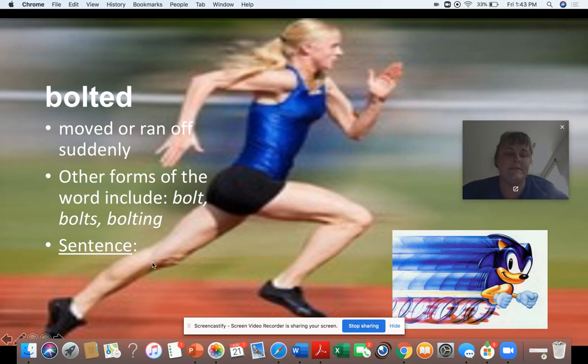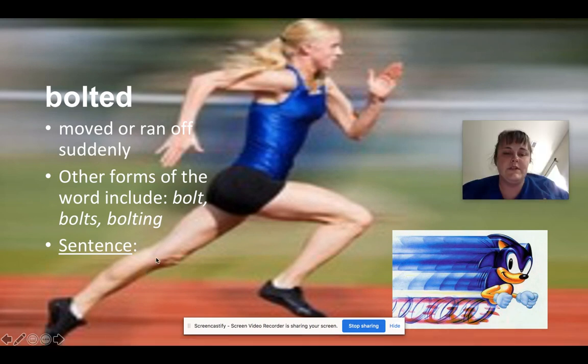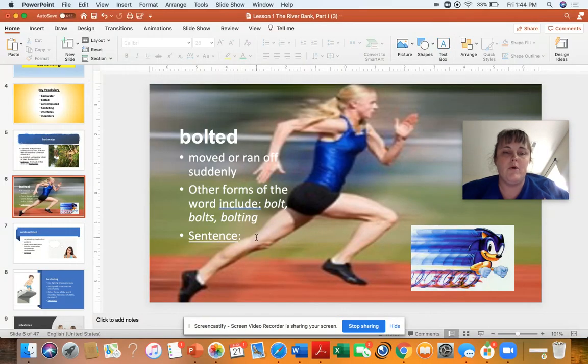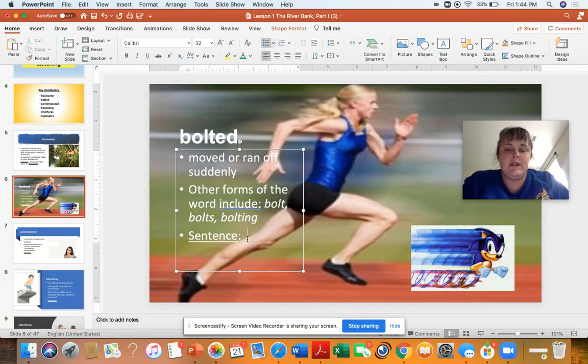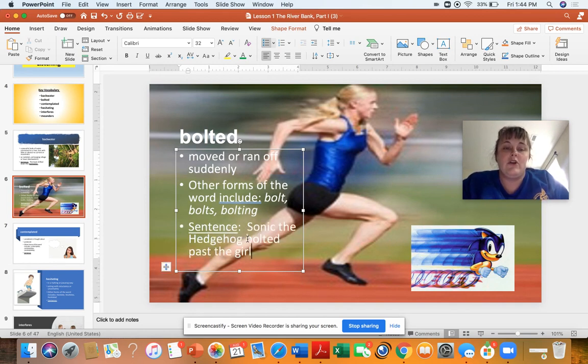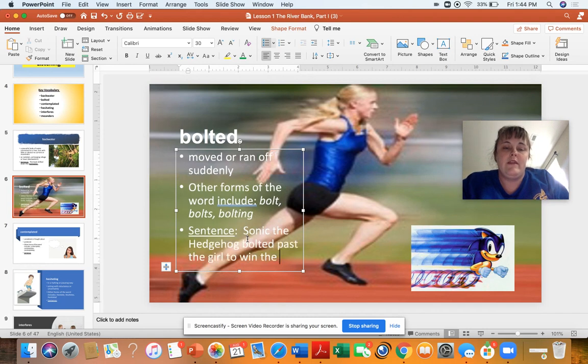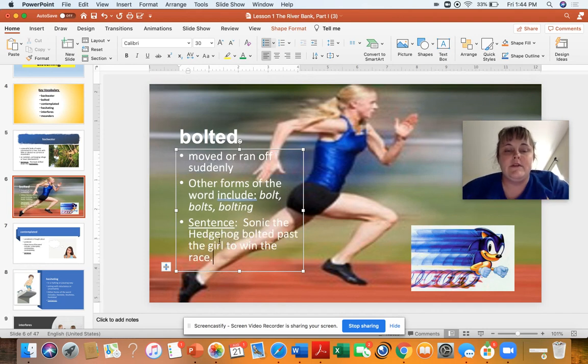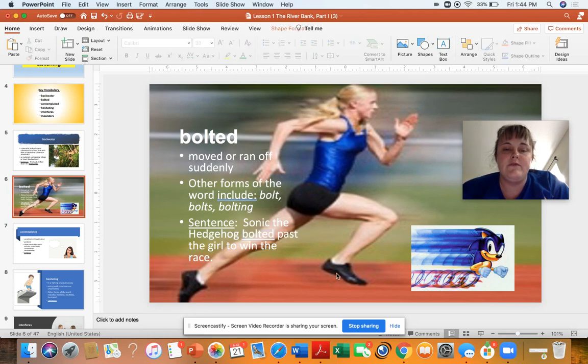I may say, Sonic the Hedgehog bolted past the girl to win the race. I like that. Sonic the Hedgehog bolted past the girl to win the race. So I'm going to take bolted. I'm going to underline it because that was the focus word.